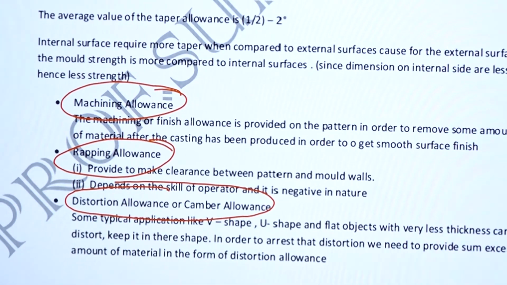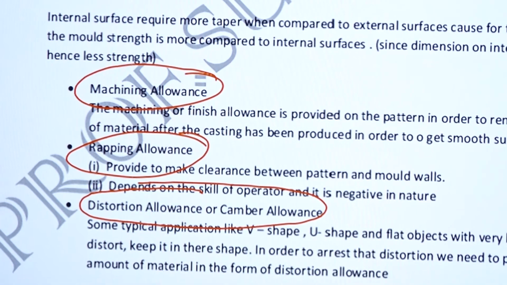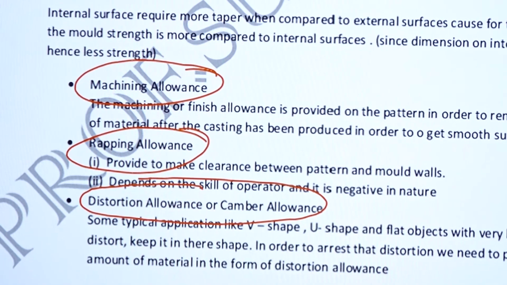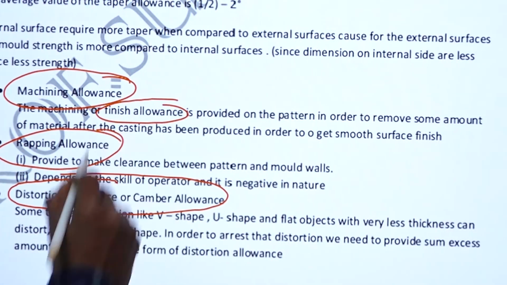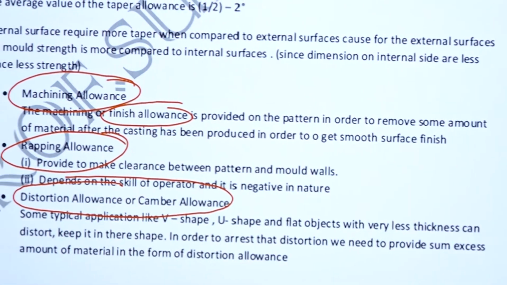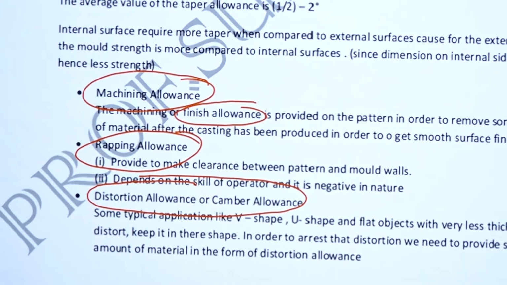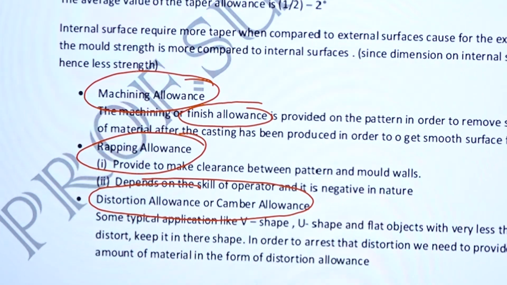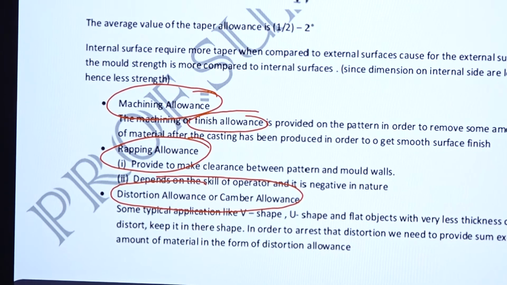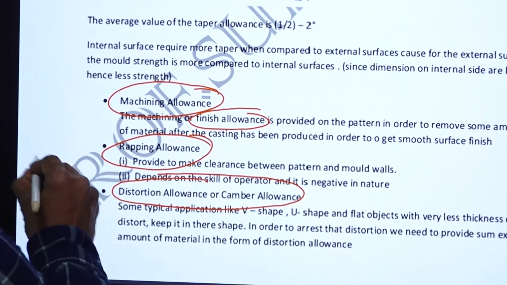So machining allowance is for machinability. After casting we have to do machining, so we should make some positive allowance for finishing purposes. Rapping allowance: when we shake the pattern, the dimension varies. For that we have to provide the rapping allowance or shaking allowance. Shaking allowance is the negative allowance.